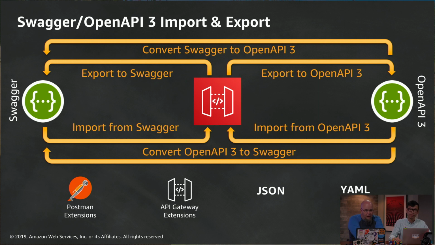There you go. So the cool thing about this is with API Gateway, I can export to OpenAPI 3. I can export to Swagger, OpenAPI 2. And I can import from both of those. I can also use it as a conversion tool: I can import Swagger and export OpenAPI 3. So there's that kind of power there. And then I can add in Postman extensions, API Gateway extensions, and it can be done in JSON and YAML. Again, there's a lot of power in translation there.